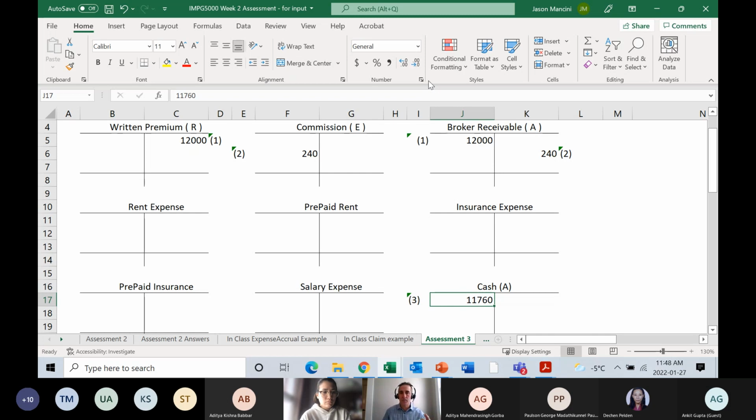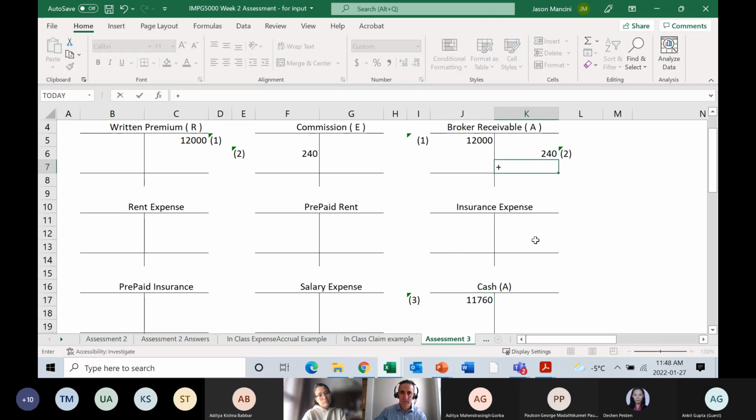So if this cash asset went up, what happened on the cash is we're now reducing what the broker owes us, okay? Because now after they pay us, they don't owe us any longer, so we're going to reduce that receivable from the broker. Reducing that receivable is the right-hand side, the same 1160. So we increase this asset and decrease that asset in this example.